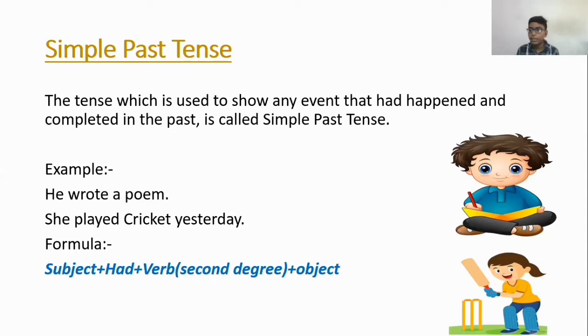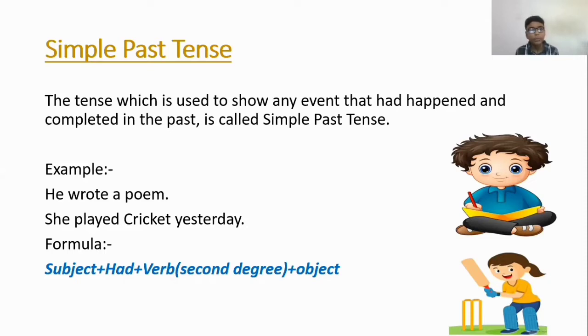So she played cricket in the past, her outcome also came in the past. So everything which happens in the past and is also completed in the past, it is called simple past tense. It has a formula. In English grammar, formulas are very important for writing any sentence. So just like every tense has some formula.